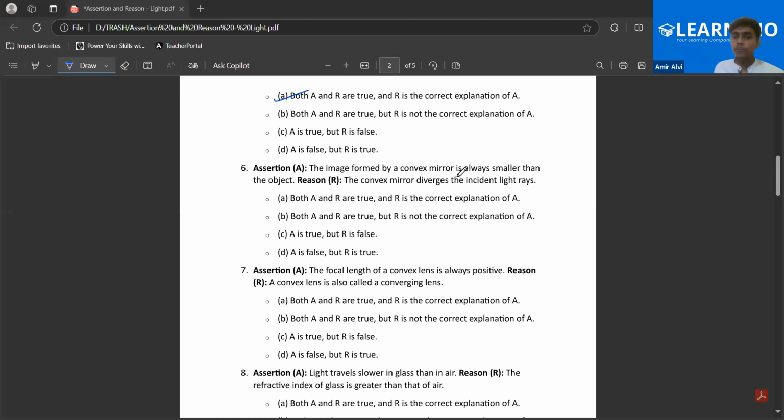The image formed by the convex mirror is always smaller than the object. Please do let me know the correct option, children. C. Okay, Ayan said C. Okay.